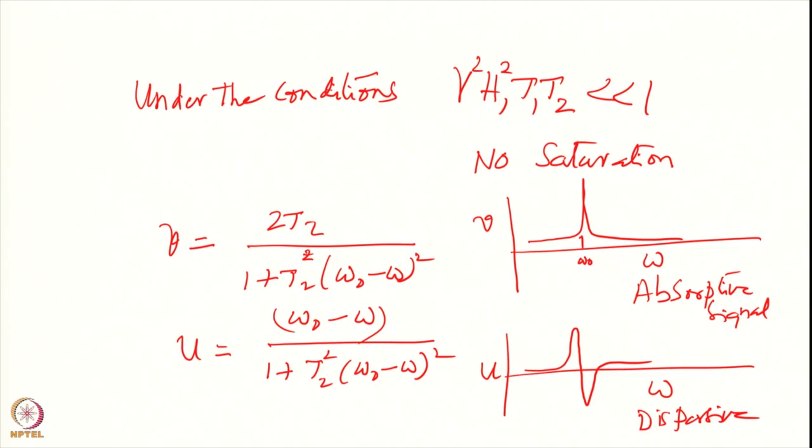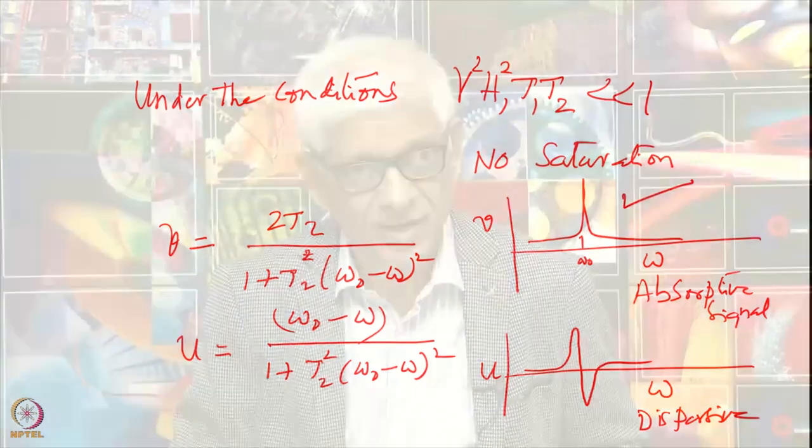So these are the two basic line shapes in your NMR spectrum. Most people use this absorptive line shape because it does not have the positive and negative components and it is sharp. It does not have the tails as this U component has. So this is the measurement. This is what you will observe in your NMR spectra.